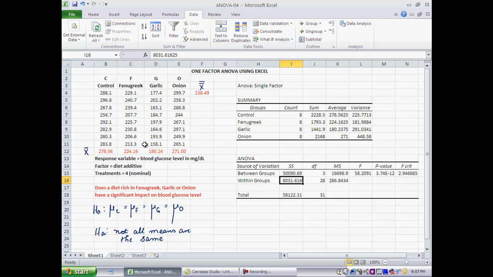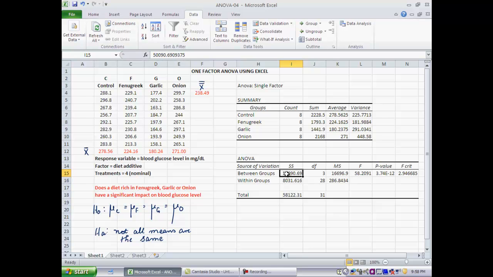Now the within group sum of squares simply means treat each group separately. You remember doing these calculations manually when we did it in the previous video clip. So where do we get the 8031 from? Take each group and look at the mean for each group separately. For instance, for the control group, the sample mean blood glucose level is 278.56. Take each data point and subtract it from the mean of its group. So take 288.1 and subtract it from 278.56, and square that difference. Do the same for the second group, the third group, and the fourth group. The distinction, of course, is that each data point is subtracted from the mean of its own group, not from the grand mean. Once you add up those squared values, you get the within group sum of squares. That's the 8031.